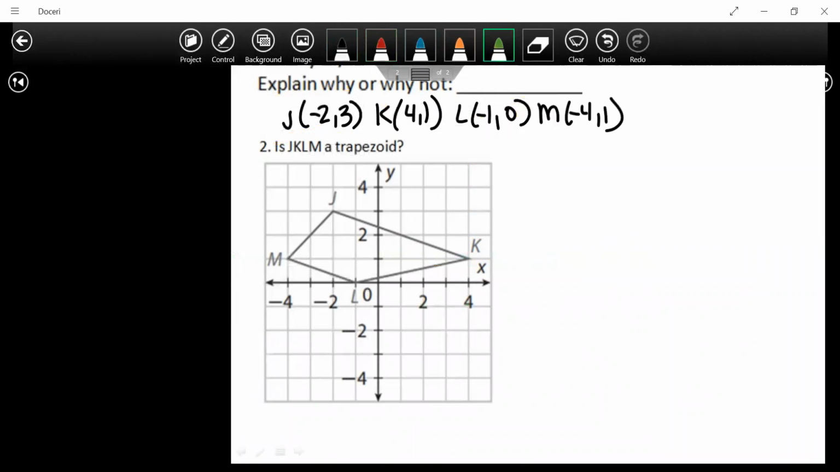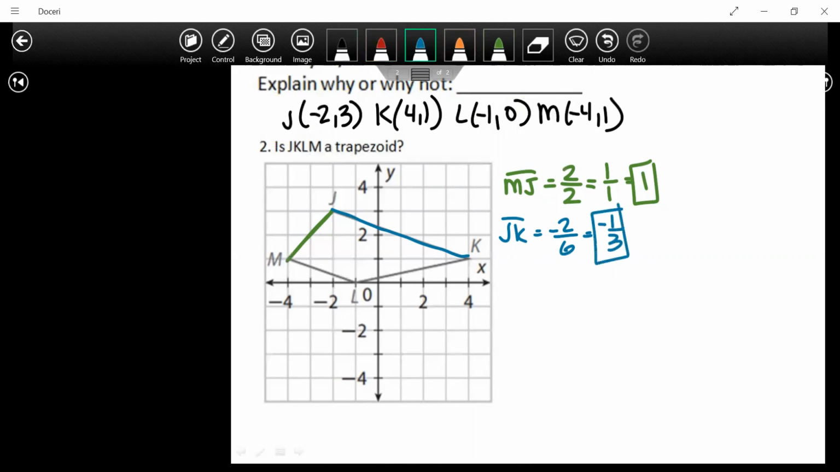First pair here, we're looking at MJ. MJ is rise over run, 2 over 2, which is just 1 over 1, or just 1. JK is -2 over 6, which reduces to -1 over 3. Are those two parallel or perpendicular? No. They're not opposite reciprocals, and they're not the same. So they're definitely not parallel. We have to continue on this journey of math.